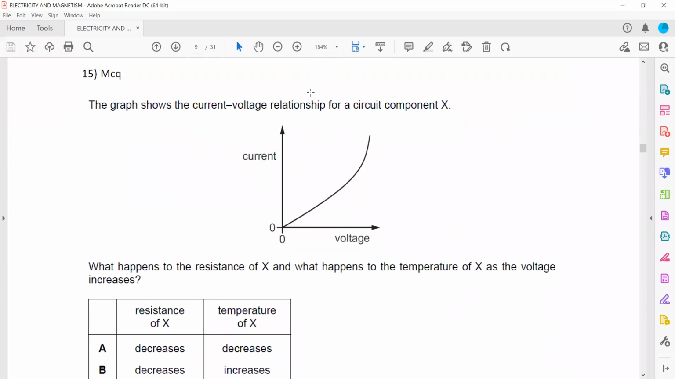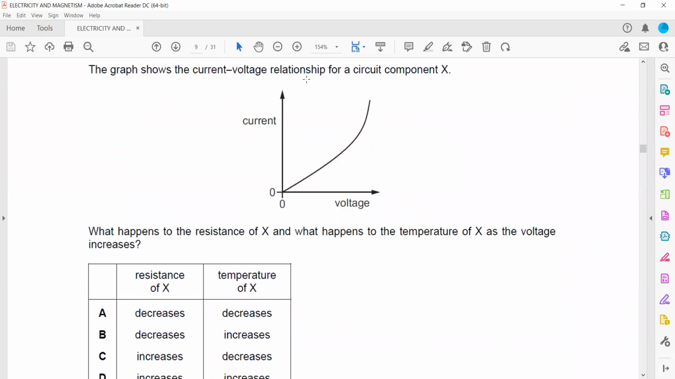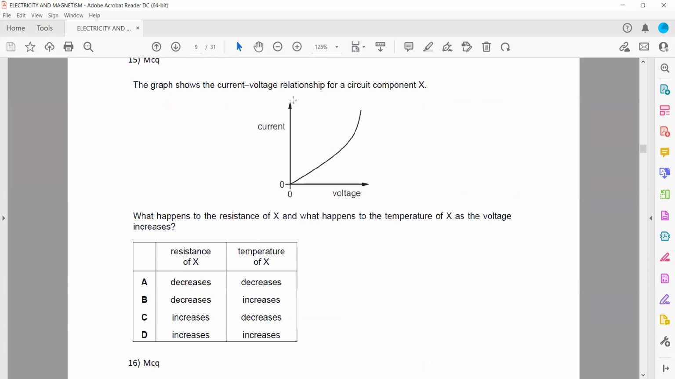In question 15, the graph shows the current and voltage relationship for component X. Current and voltage, resistance. So remember, whenever current and voltage are there, the slope is the reciprocal of R, 1 over R. So what is happening here? The slope is increasing. If the slope is increasing, it means the resistance is decreasing.